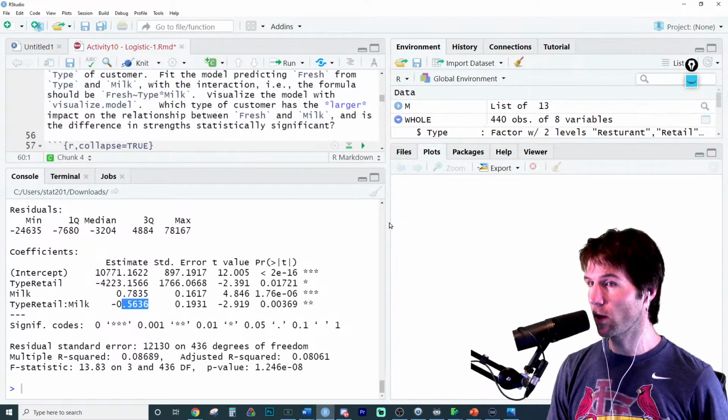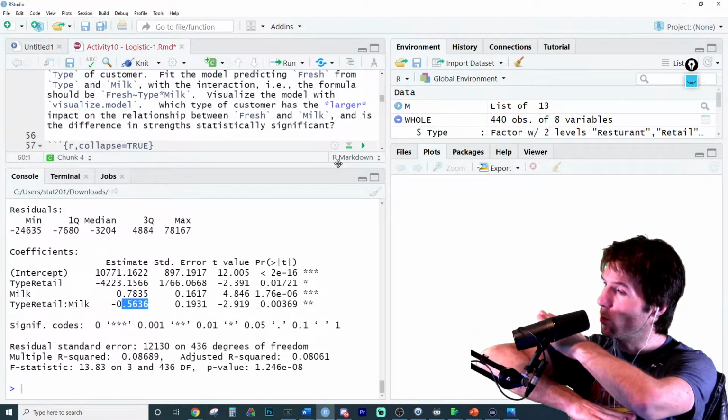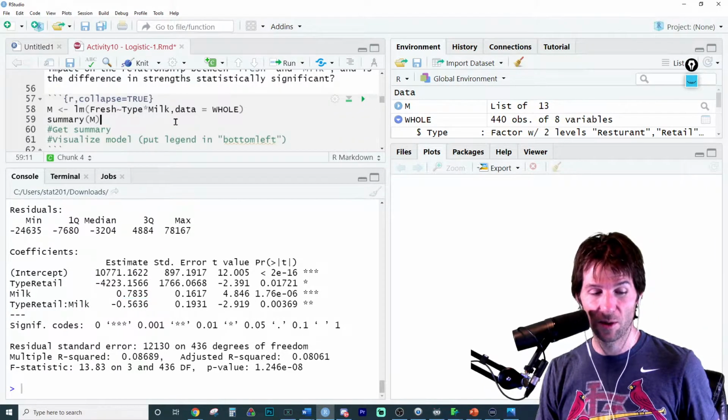Since the difference in the slopes is statistically significant, we are going to see less parallel lines. We're going to see more perpendicular. Now, how perpendicular? Sometimes they're a little less than you would think.